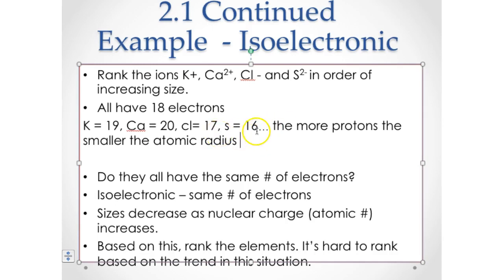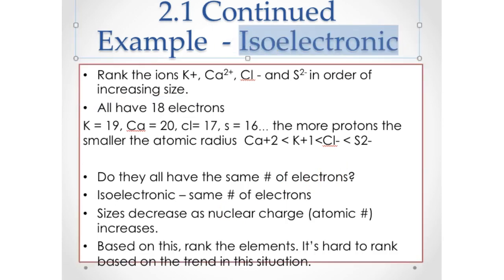So which one is smallest? It would be calcium with a +2 charge. Then it would be potassium. Then it would be chlorine. And then it would be sulfur. So that's how you determine the size of these ions when they all have the same number of electrons, and we cannot use the trends that we normally use. Also know what isoelectronic means. Okay, it means they have the same number of electrons.